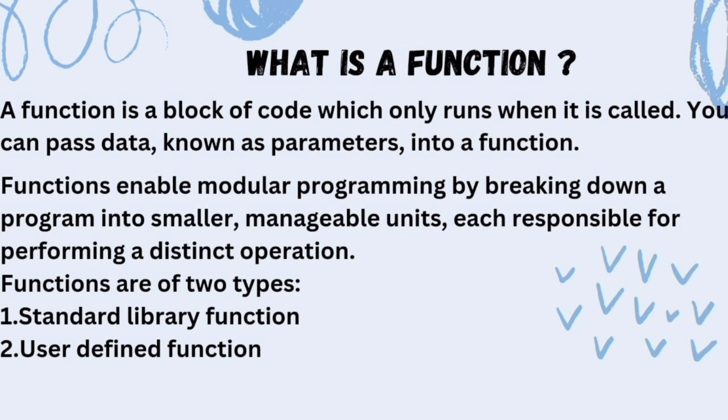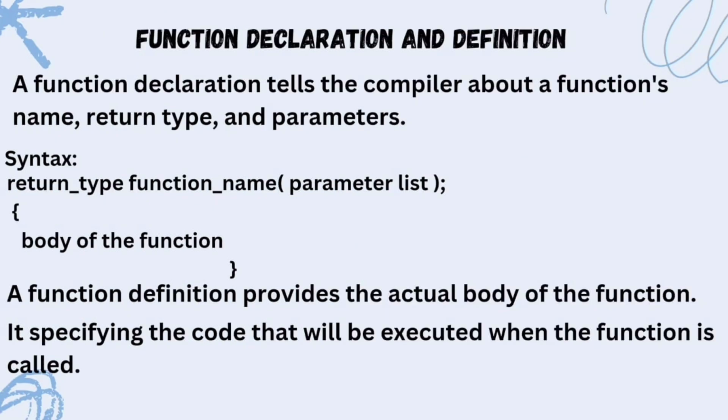So there are two types of functions, namely standard library function and user defined function. The next comes function declaration and definition. The function declaration tells us about the function's name, return type, and parameters. So the syntax here is return type, function name, parameters list or arguments, and then comes the body of the function. So here the return type specifies the data type of the value returned by the function.